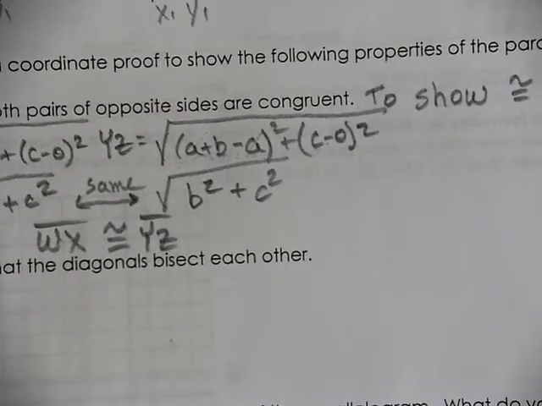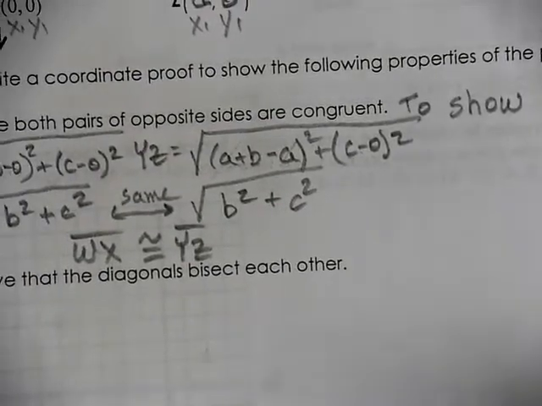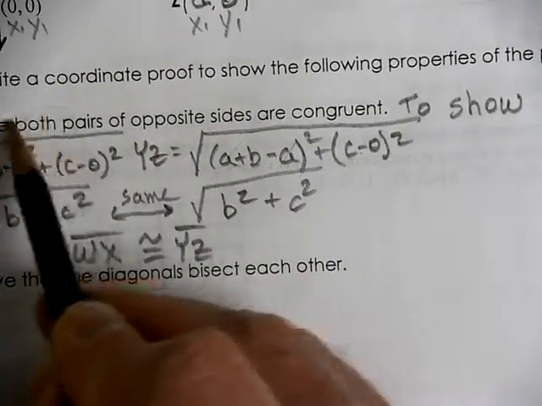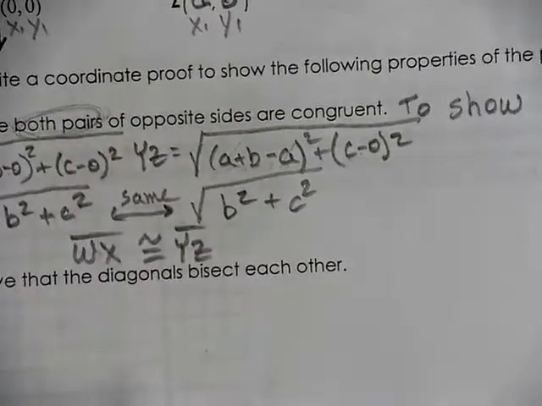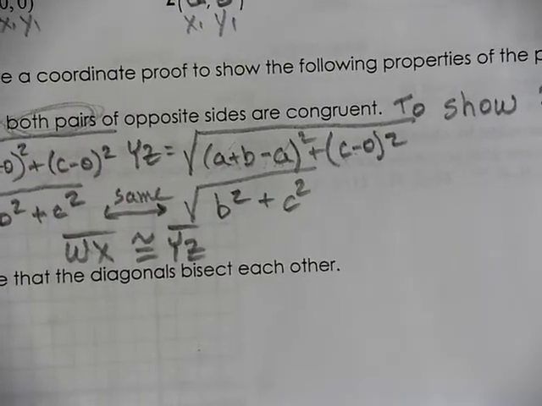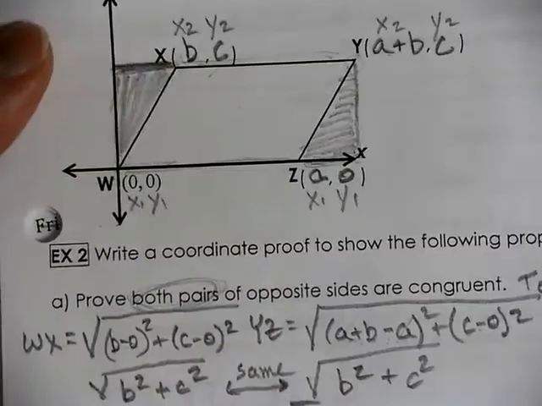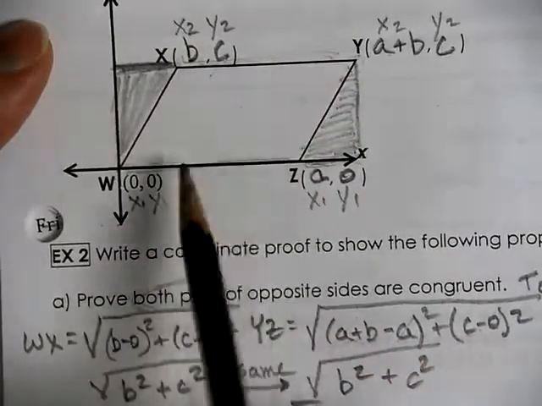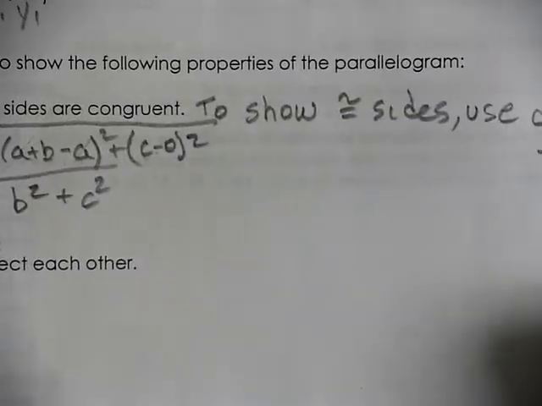And then we can come on over and we can show, because we're supposed to do it for both pairs. Both pairs. That was one pair. Now we have another pair to do, the top and the bottom. So let's do the top. The bottom's going to be super simple.